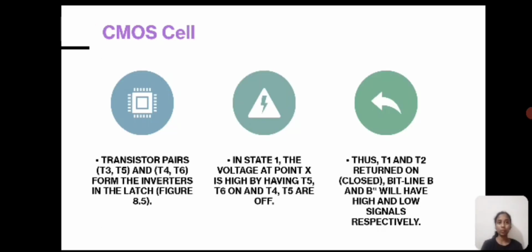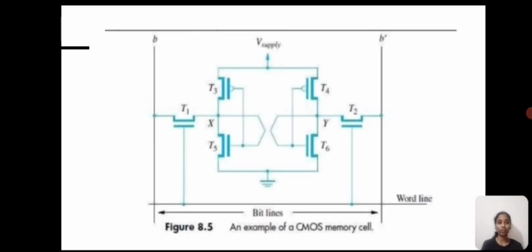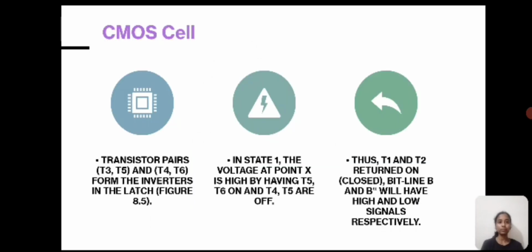Let us see about the CMOS cell. Transistor pairs T3, T5 and T4, T6 form the inverters in the latch as shown in figure 8.5. This is the figure of a CMOS memory cell. In state 1, the voltage at point X is high, with T5, T6 on and T4, T5 off. Thus T1 and T2 are turned on, closed. Bit lines B and B double dash will have high and low signals respectively.